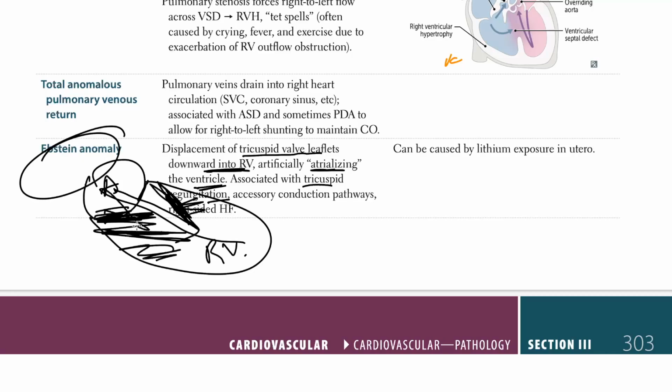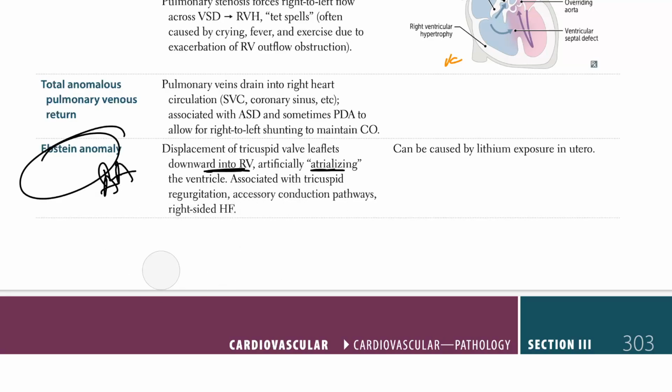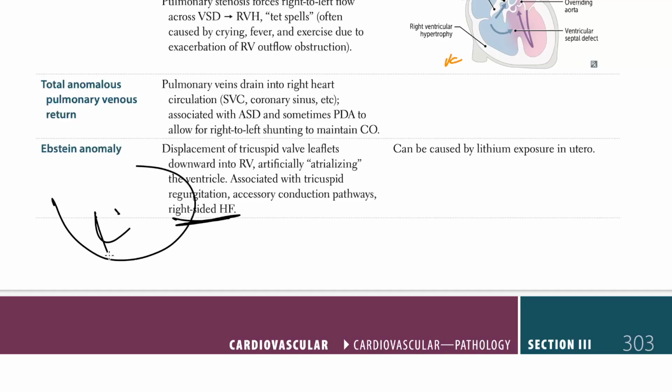And plus, you will have a lot of regurg because the leaflet has been displaced. So when the ventricles contract, they will push the fluid back into the right atrium, and that is called tricuspid regurg. Accessory conduction pathway and right heart failure. Right heart failure, why? Because of how much this right ventricle is going to work. Eventually, it's just going to fail and lead to right-sided heart failure.